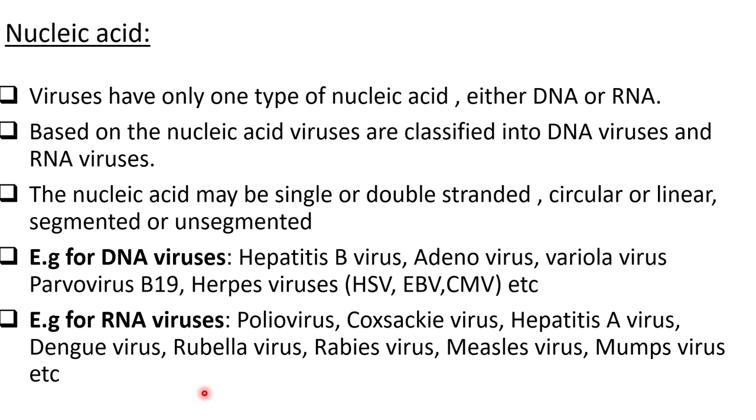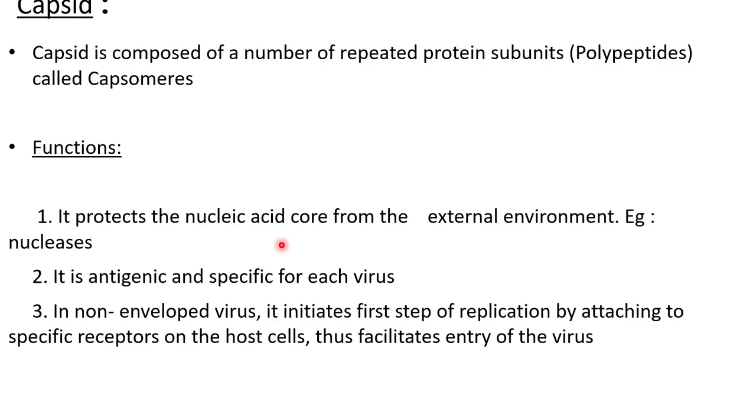And this nucleic acid may be single stranded or double stranded. It can be circular or linear. It may be segmented or unsegmented. So the innermost core of the virus contains this genetic material, that is either DNA or RNA. Next to nucleic acid there will be the capsid. The capsid is composed of a number of repeated protein subunits called capsomers.